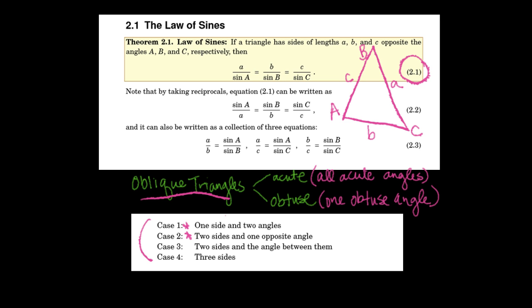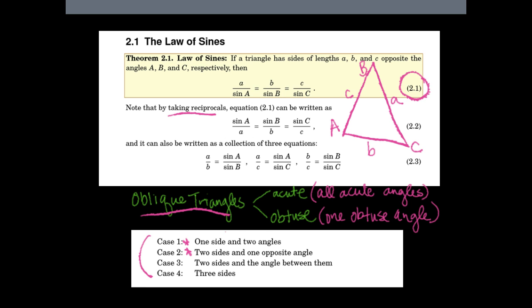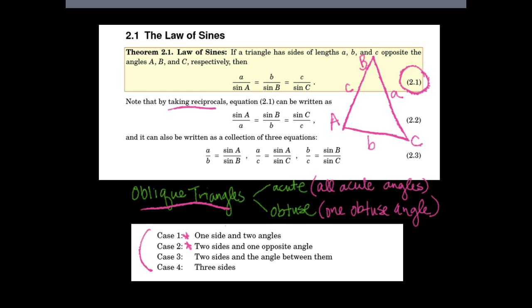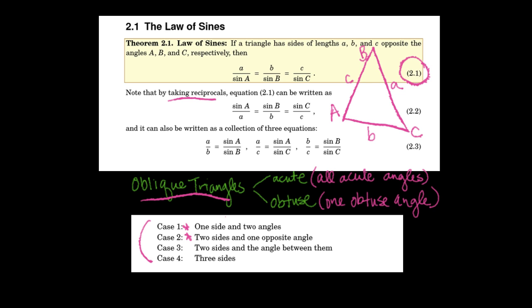Now, with 2.2, we can say the same thing. They just flipped everything, and that's okay to do. So taking the reciprocals, we're going to flip it, and we have sine A over a is equal to sine B over b, and so on. The same goes with if you solve, you can say a is to b as sine A is to sine B. This is just going to help you when you're solving these triangles, depending on how you want to set it up.